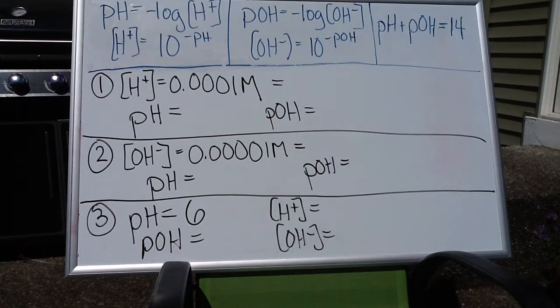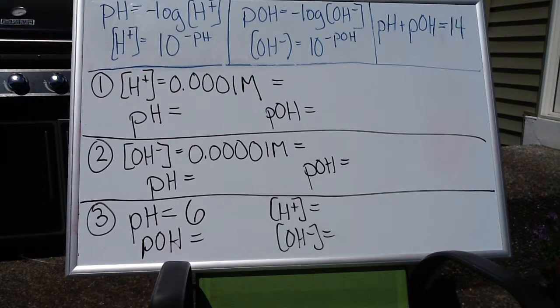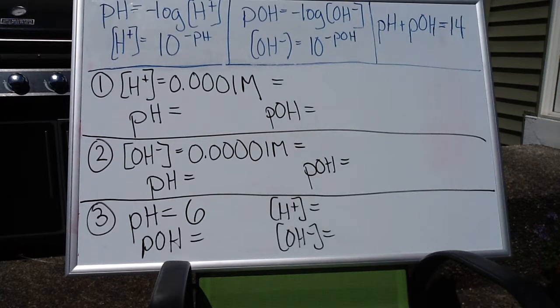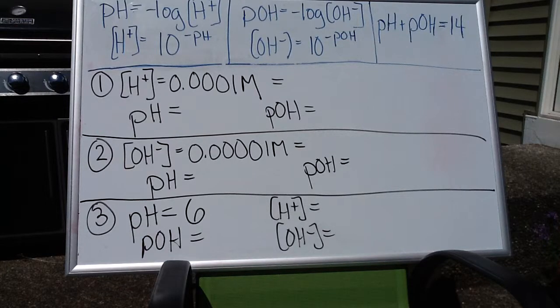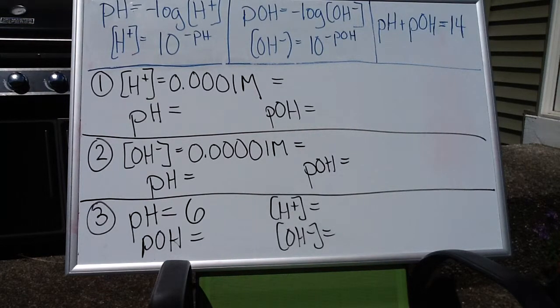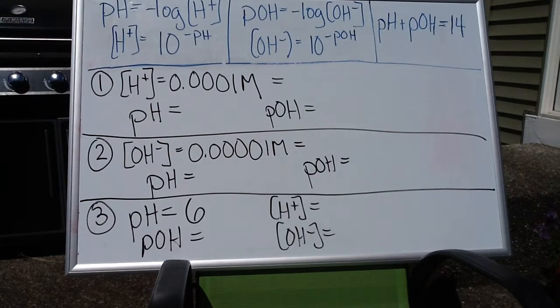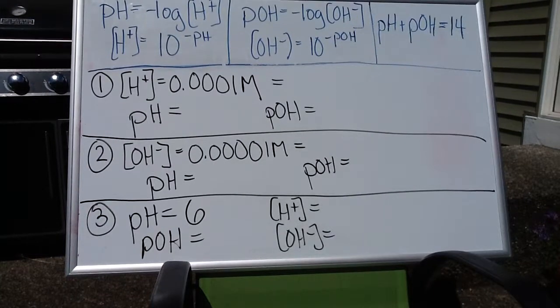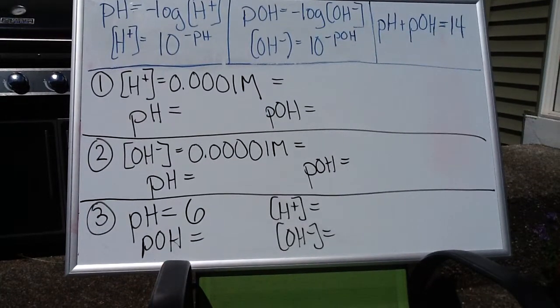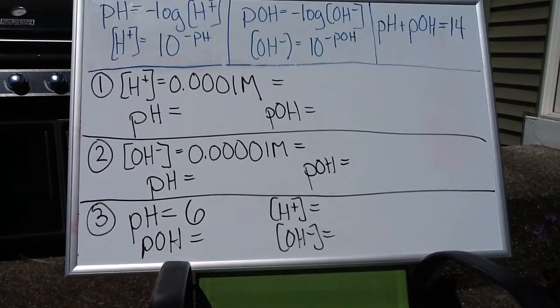Alright, this video is about pH and pOH, and pH is a value we typically use to describe the acidity or basicity of a solution. We say that if a solution has a pH of 7, we call that neutral. Water is an example of something that has a pH of 7. If the pH is below 7, we say that something is an acid, and if the pH is above 7, we say that something is a base.